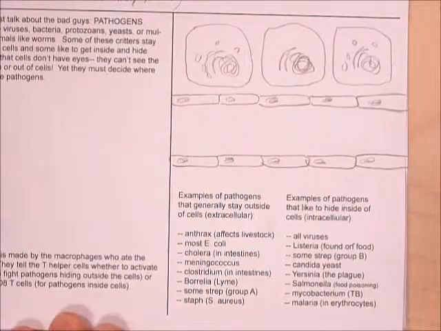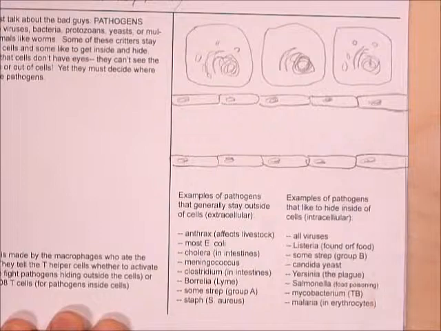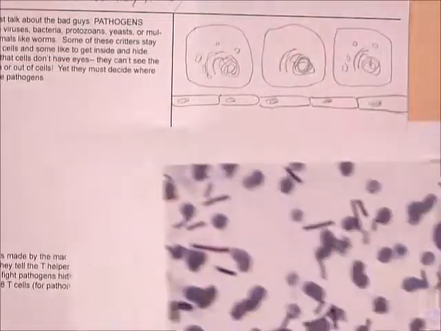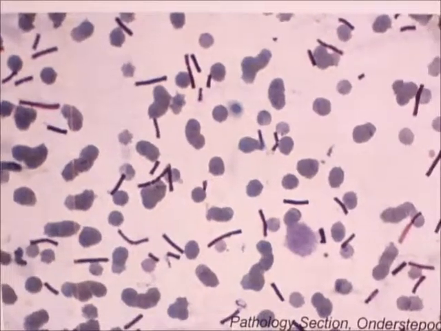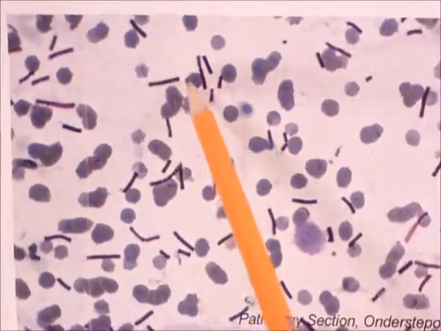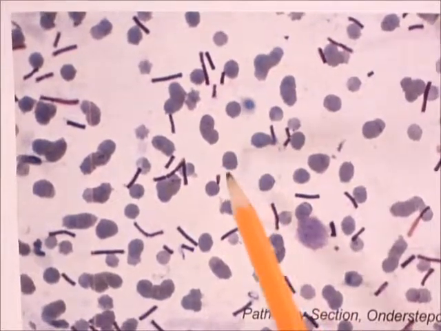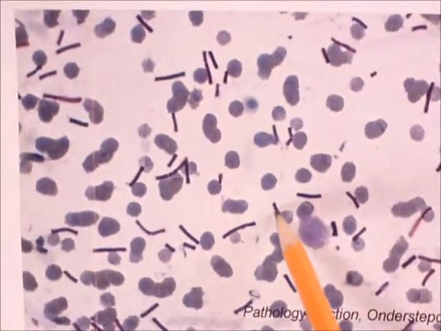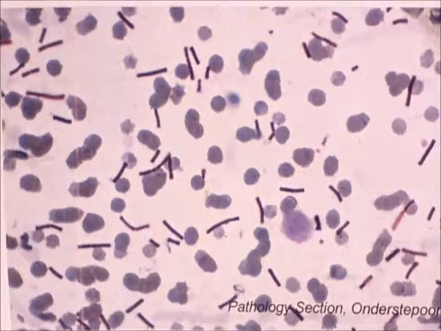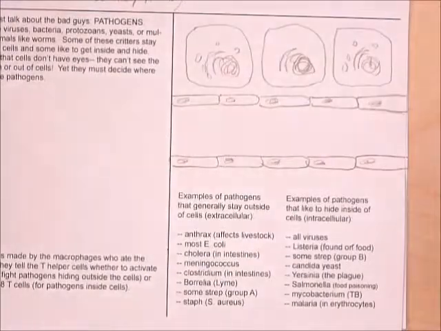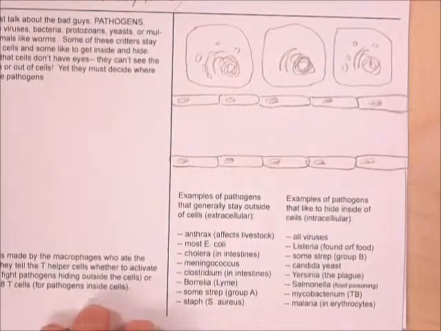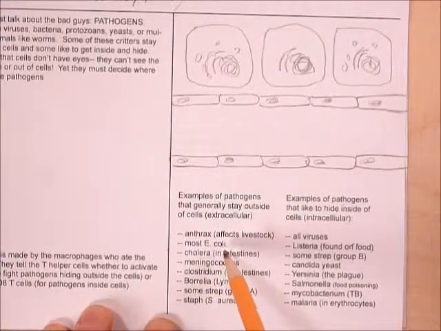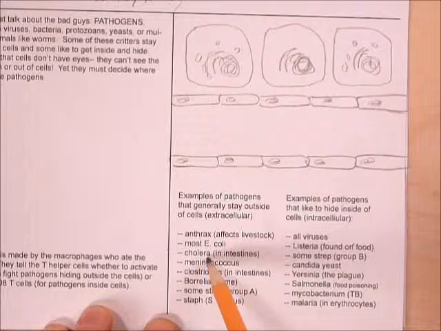Okay, so the things that like to stay outside: anthrax, which is famous for affecting sheep and cows. And here's a picture of the anthrax. It's a little bacillus. These are the anthrax. So these would just be body cells, animal cells. And these little guys are the pathogens. So that's what anthrax looks like. Famous for affecting livestock. You've probably heard of E. coli. Most E. coli found a lot in your gut.